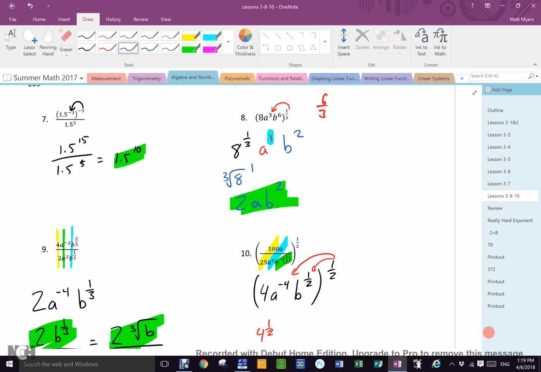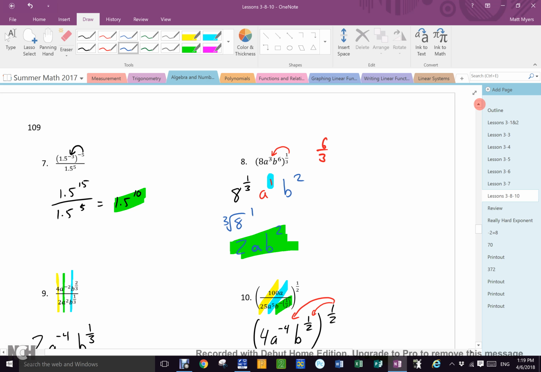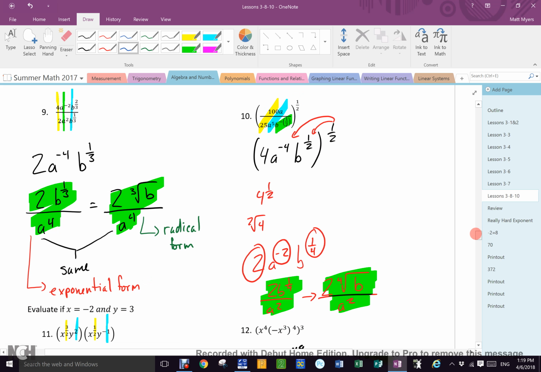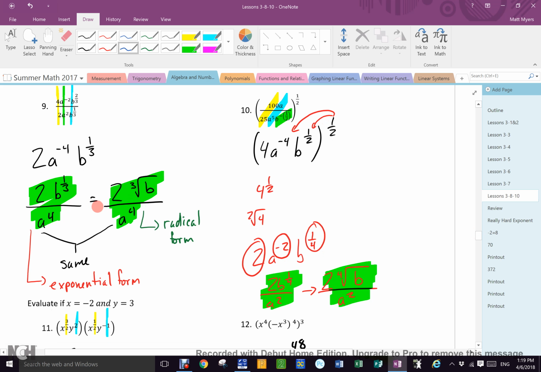There's the first two. Anybody need to ask about either of them? Sweet. There's 9 and 10. Same thing. The exponent form or radical form, they're both exactly the same thing. I don't care what you have. Everybody still okay there? Yes.